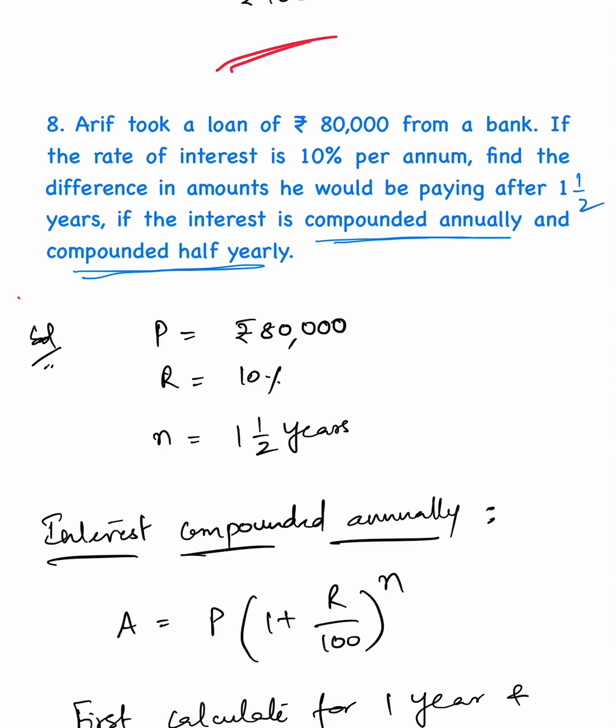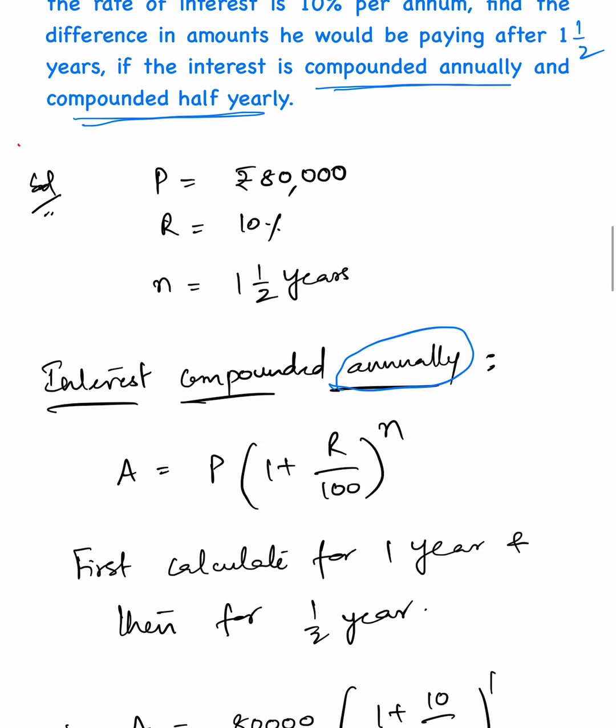Okay, P equal to 80,000, R equal to 10%, N equal to 1.5 years. If the interest is compounded annually, A equal to P into 1 plus R by 100 whole power N. So first we have to calculate, just like we did for the last problem. First we calculate for 1 year because this is a mixed fraction. First the whole number part.